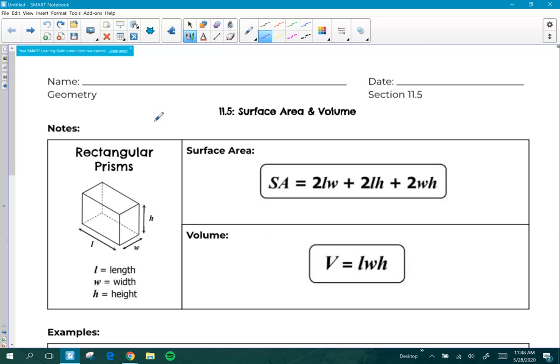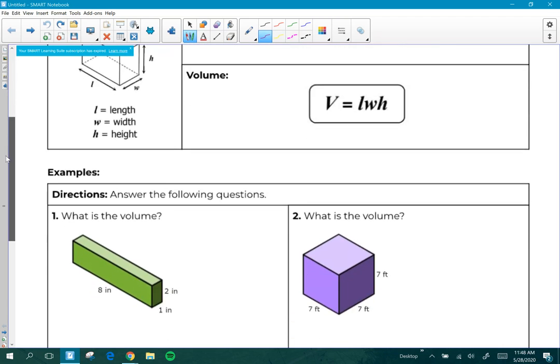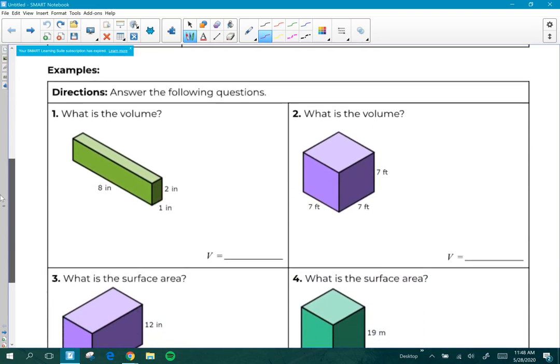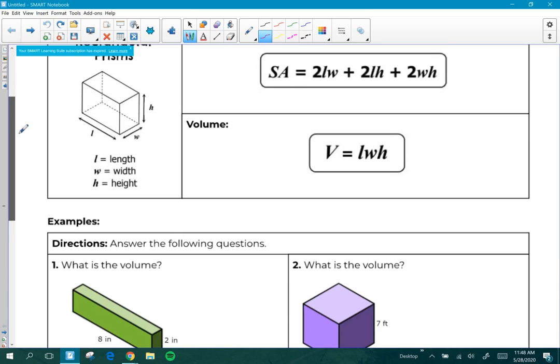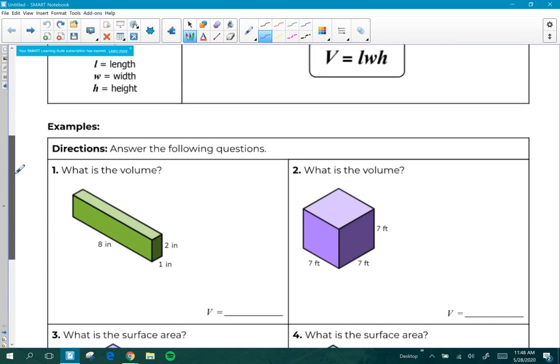So that being said, we're going to use these two formulas. It's very simple. We're just plugging in length, width, and height into both of those formulas, getting a number, and then plugging that into IXL. I have a couple different examples for you here, and we're just going to start by going through it. The directions say answer the following questions. My first question is, what is the volume? I'm using the volume formula, and it's volume equals length times width times height.